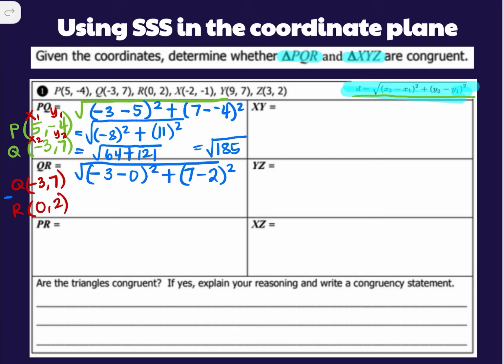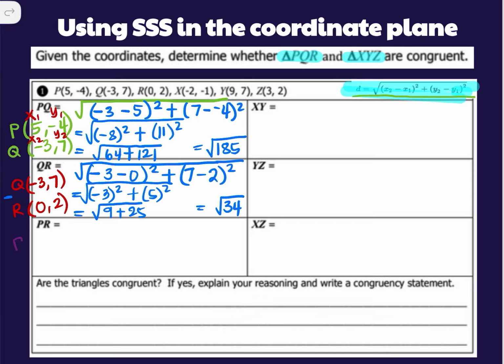So I am not using the distance formula. I am using a different method, but we should come up with the same answer whether we use the distance formula or the method I am showing. So -3 minus 0 is -3 squared, plus 7 minus 2 is 5 squared. Adding the answers, we will have 9 plus 25, which is equal to the square root of 34. All right, moving on to the next one, and that is PR.